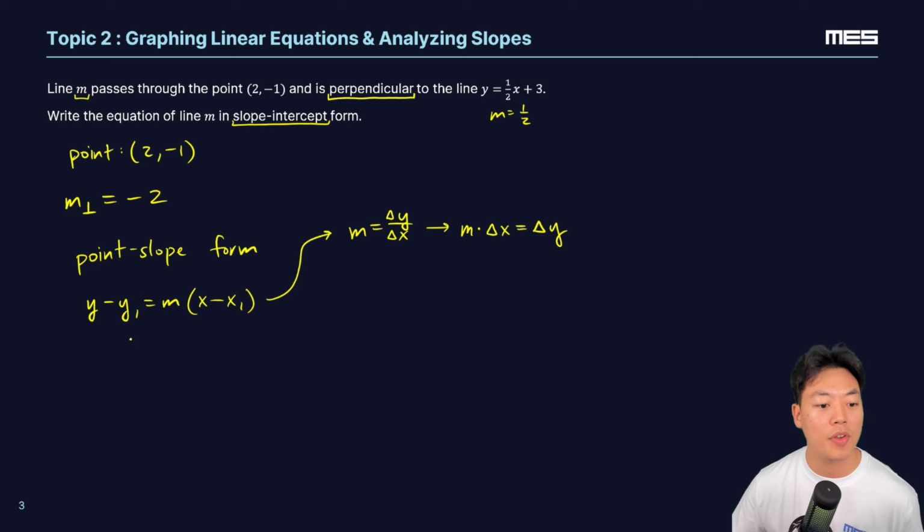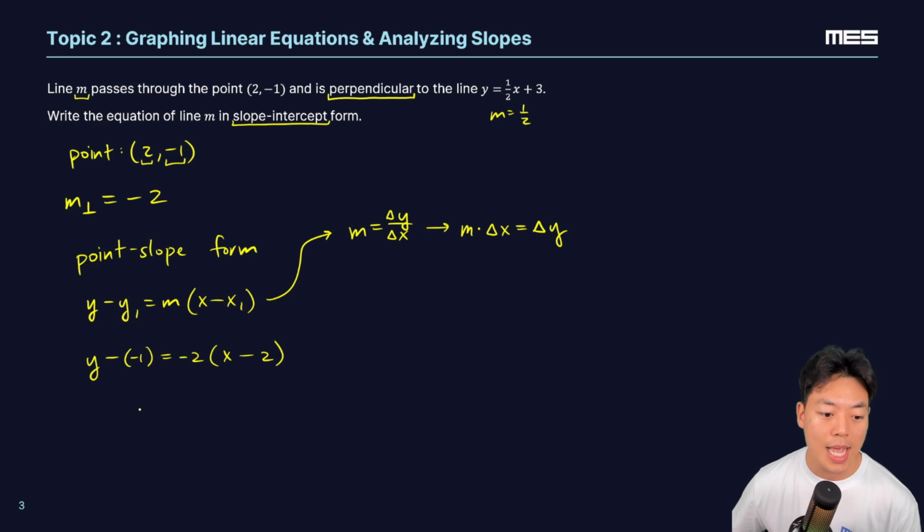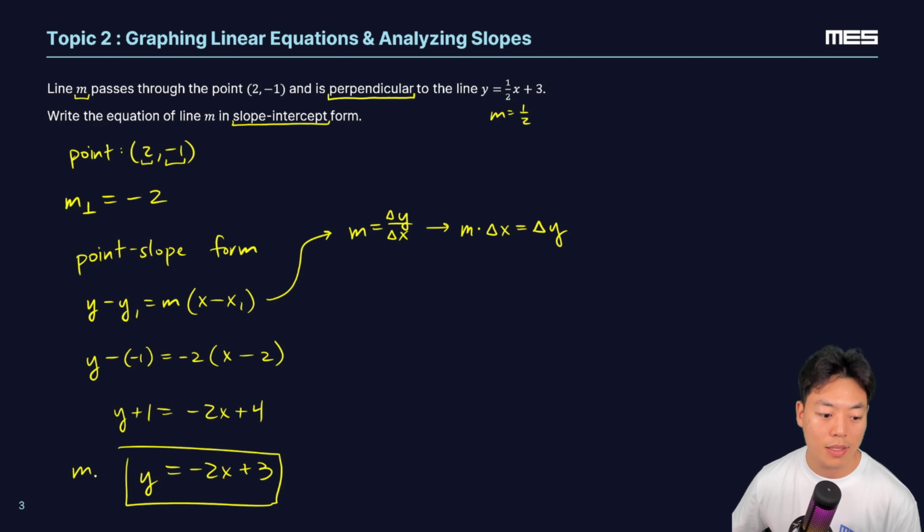Now let's plug in everything we know. Y minus my y sub 1, which is negative 1. My slope is negative 2, and x minus my x value of 2. And now I distribute and combine like terms. And we get y is equal to negative 2x plus 3. That is the line M that we were looking for. That is topic number 2.